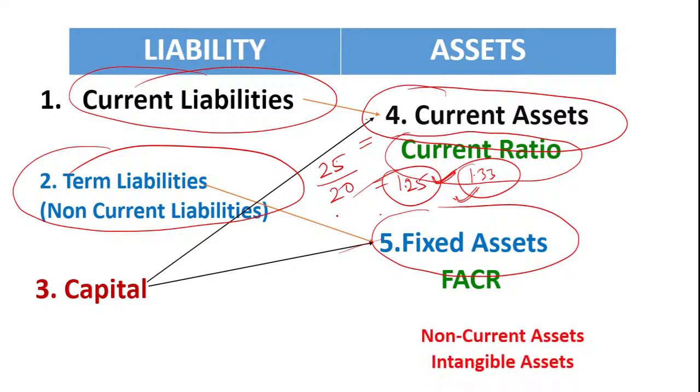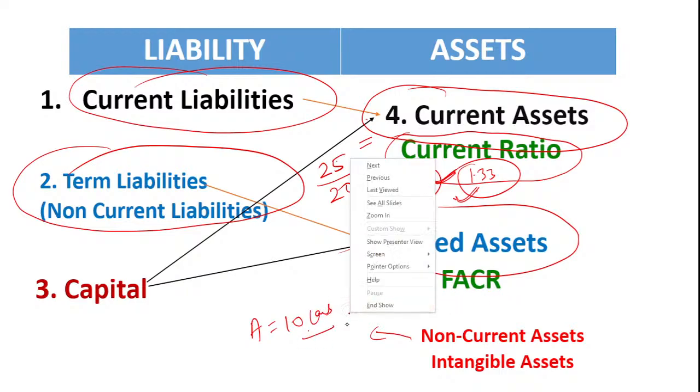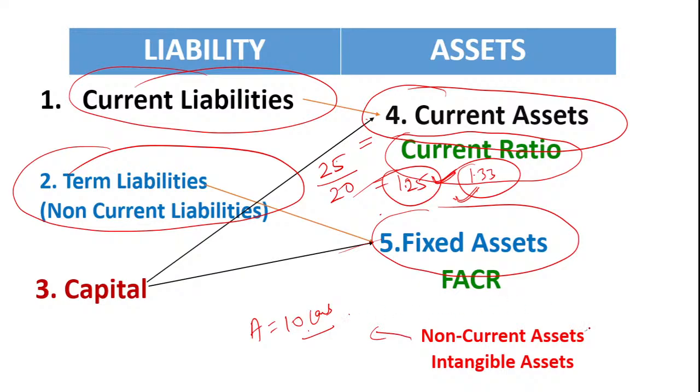So if the company has made an investment in its associate concern, suppose the company has invested 10 lakh rupees, only 10 lakhs, and this is a non-current asset, the investment in associate concern. If they shift this figure towards the current assets, what will happen? Your current ratio will improve. So earlier the current ratio was 1.25. How much was the figure?